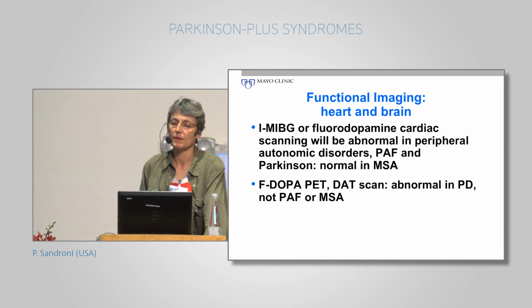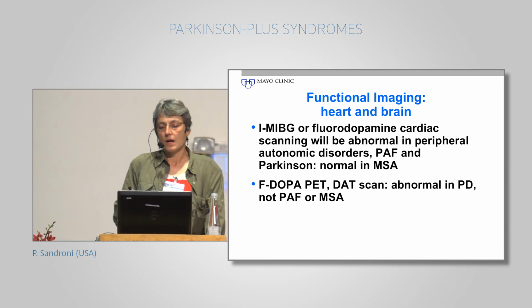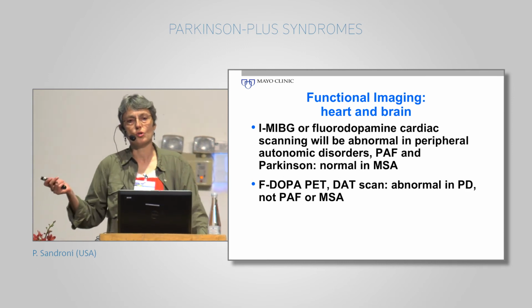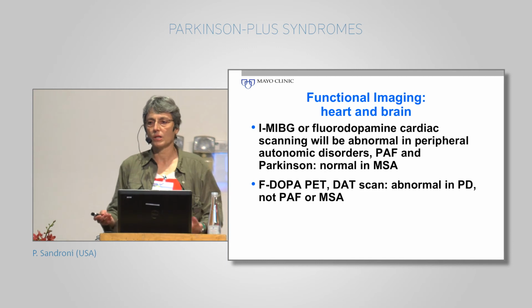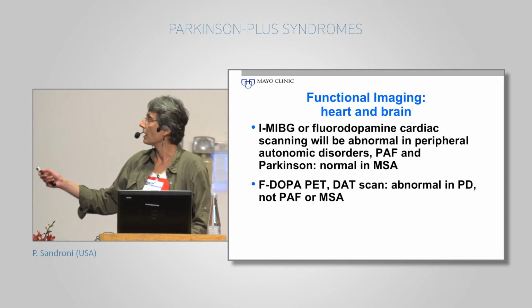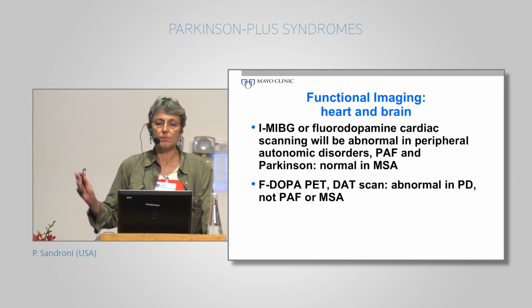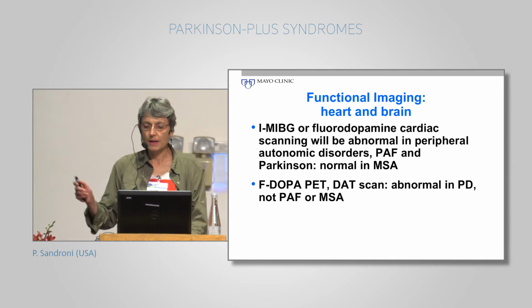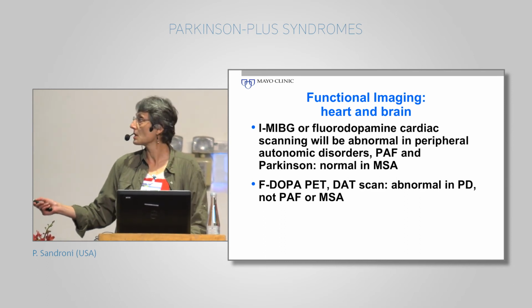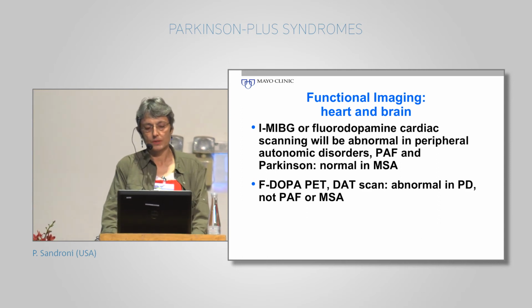How about functional imaging? If you do cardiac functional imaging with MIBG, etc., you find abnormality if you have a peripheral cardiac denervation, so again, diabetic autonomic neuropathies or peripheral autonomic disorders, pure autonomic failure, Parkinson disease, but the image is normal in multiple system atrophy. So that is something that can help you differentiate between the two. How about fluorodopa PET or DAT scan? Again, abnormal in Parkinson disease, not abnormal in pure autonomic failure and MSA. So all these are supporting evidence.